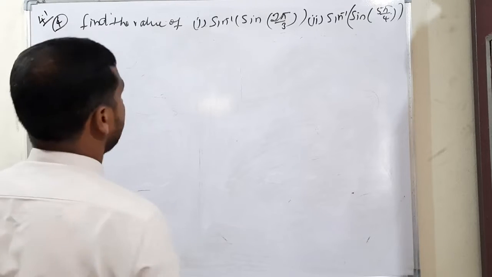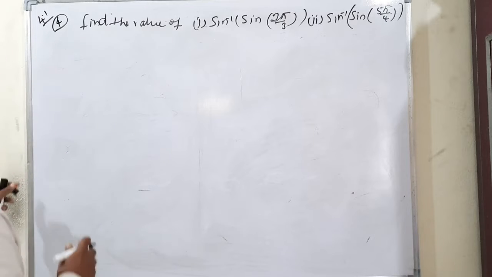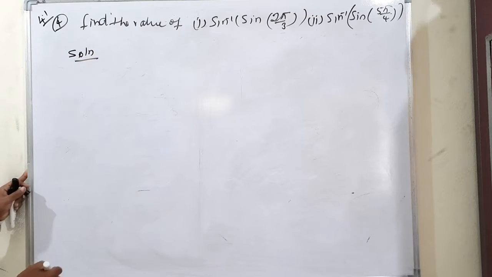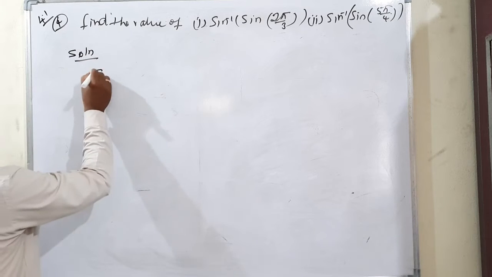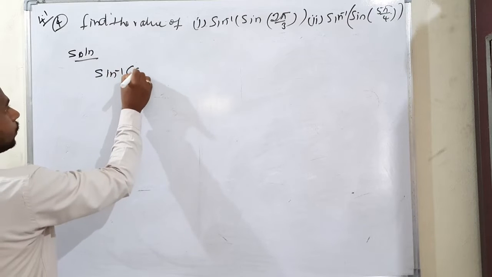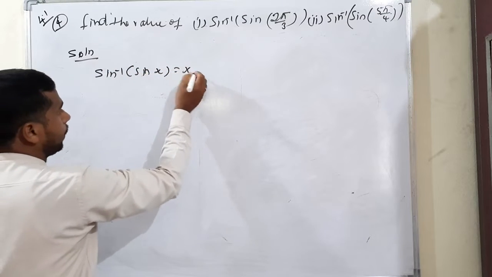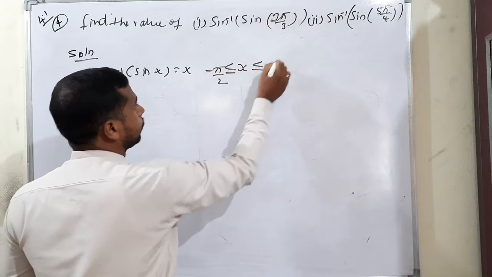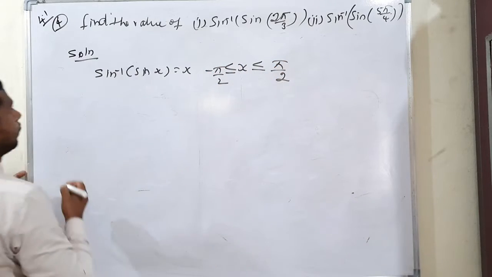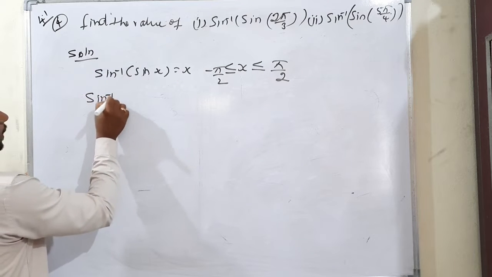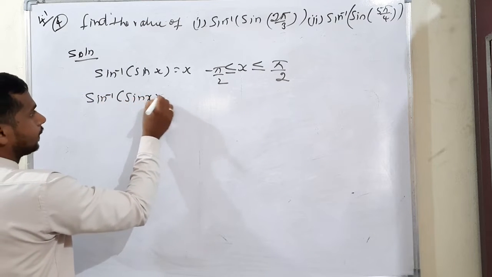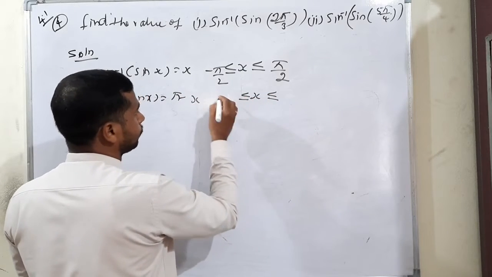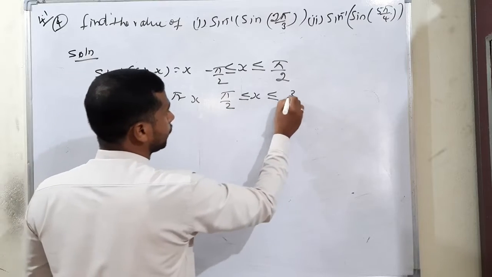Question number 4, find the value of the given two subdivisions. Okay, one by one we can discuss. Solution. What is the main property? There are two important properties in the sine inverse function. First, sine inverse of sine of x is equal to x when x belongs to negative pi by 2 to positive pi by 2. Second, sine inverse of sine x is equal to pi minus x when x belongs to pi by 2 to 3 pi by 2.